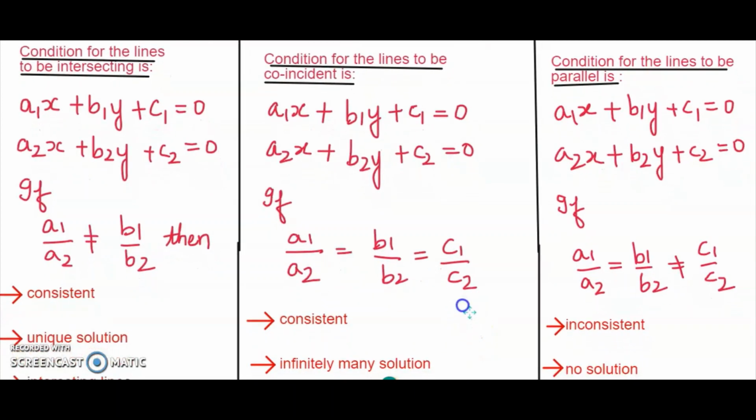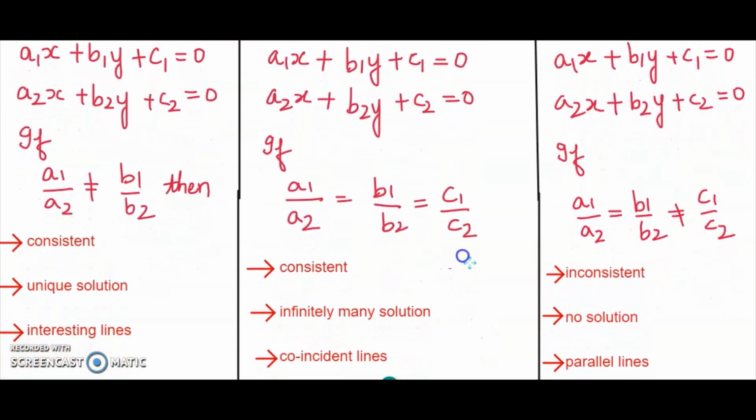Next, the third is parallel lines. Again, I've taken the same general form. The rule says that if the ratio of the coefficients of x, that is a1 by a2, is equal to the ratio of the coefficients of y, that is b1 by b2, and that is not equal to the ratio of the constants, that is c1 by c2, then they are representing parallel lines. It's inconsistent, no solution, parallel lines.